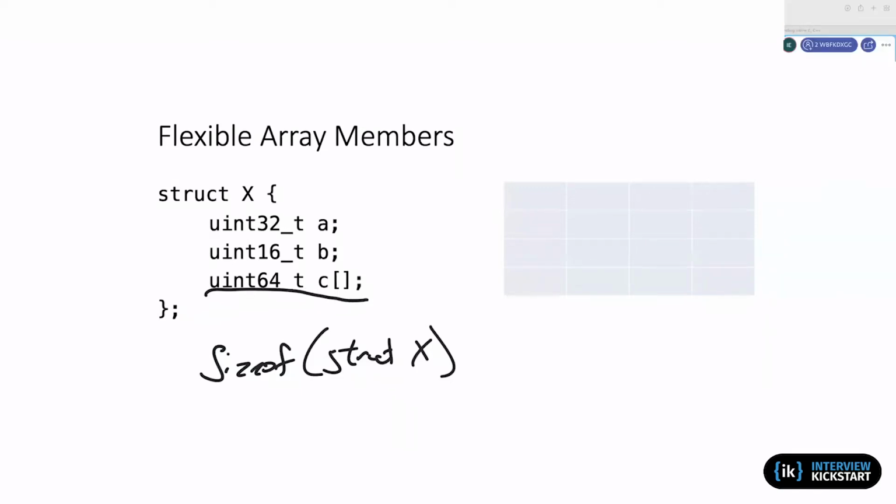I think I have to rephrase it. I think the last one would be considered as a pointer, and pointer on a 64-bit architecture is going to be 4 bytes. So the total is going to be 10 bytes.